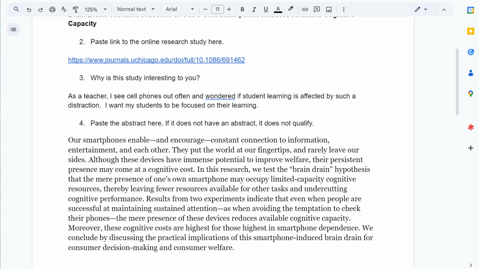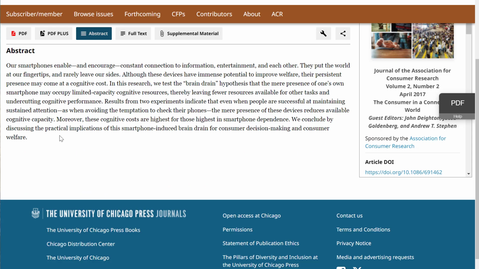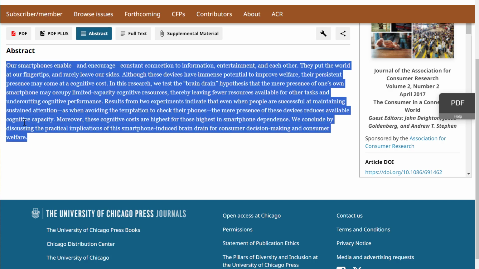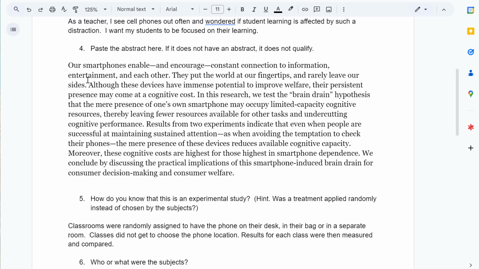So let me go back to my study. Hopefully you should be able to find something like an abstract, depending on your source. That's usually the easiest thing to find. The abstract should be short, about a paragraph, and you just copy and paste the abstract right there. So this gives me a nice summary, and I will be reading the abstract to get a nice overview of your study.